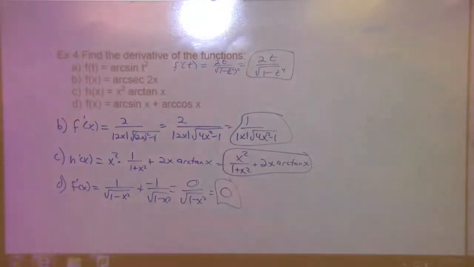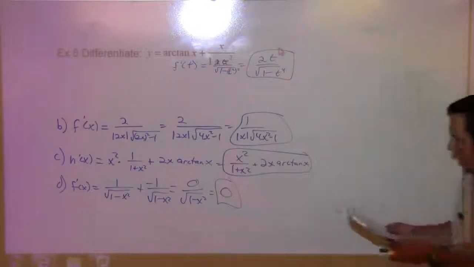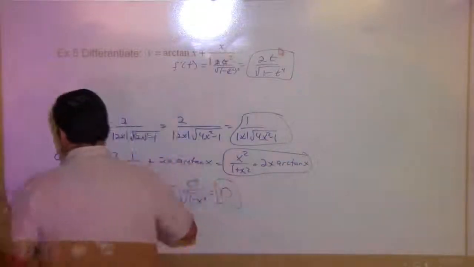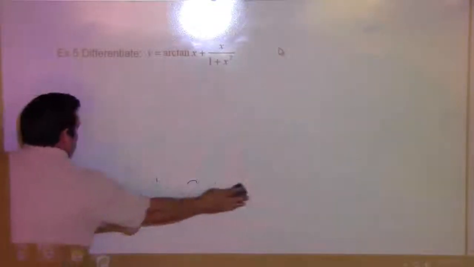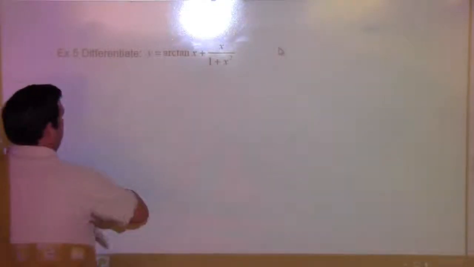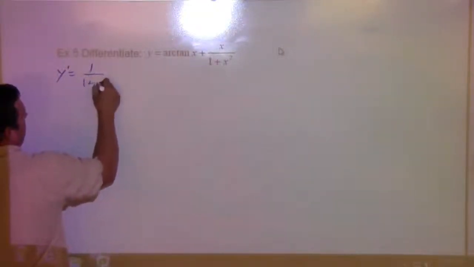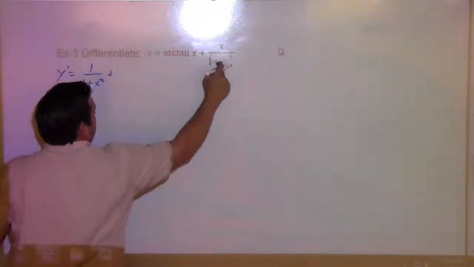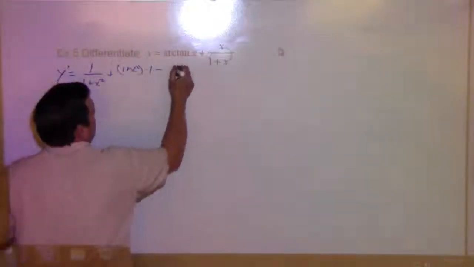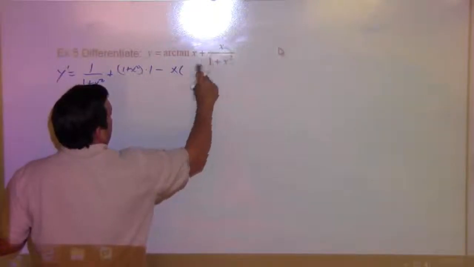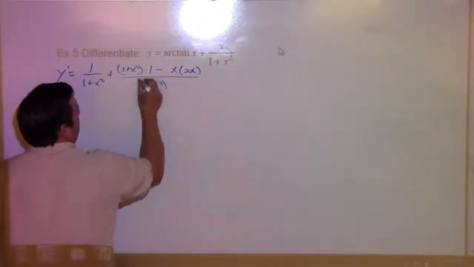We're going to go on to example 5 now. It says differentiate y equals arc tangent of x plus x over 1 plus x squared. Okay, so the y prime is going to be 1 over 1 plus x squared plus, now we have a quotient rule, low d high, so it's 1 plus x squared times 1 minus x times high, so it's high d low, 2x all over 1 plus x squared squared.